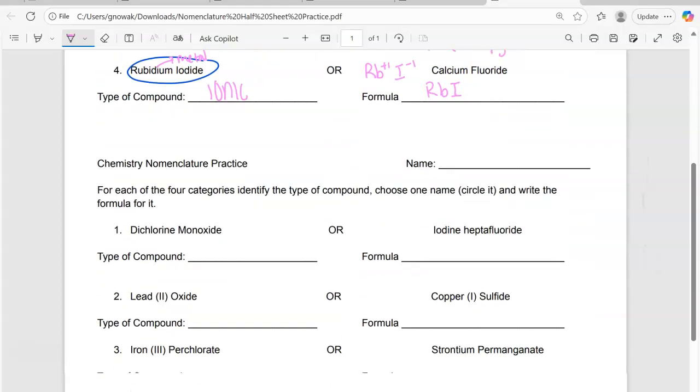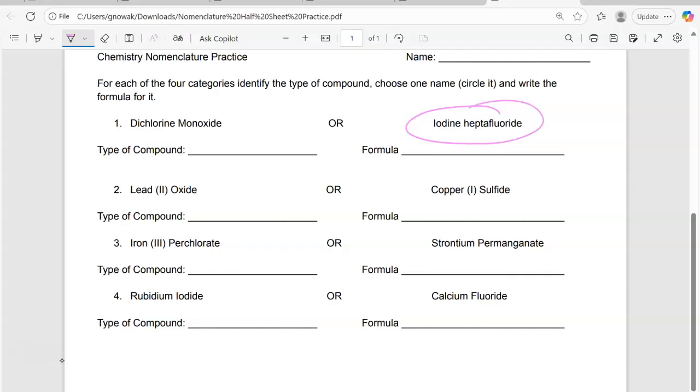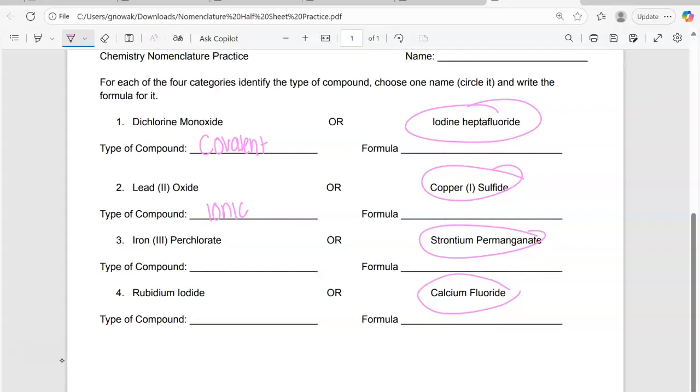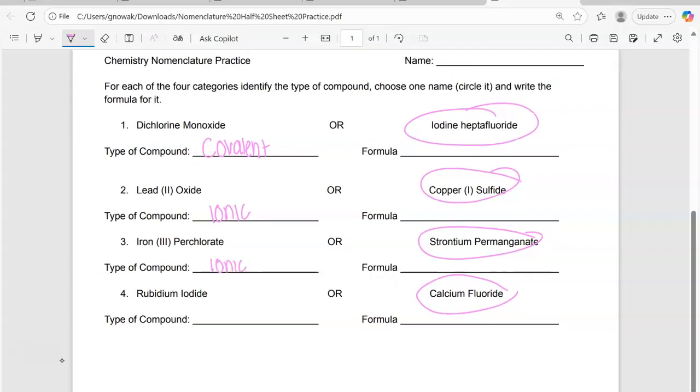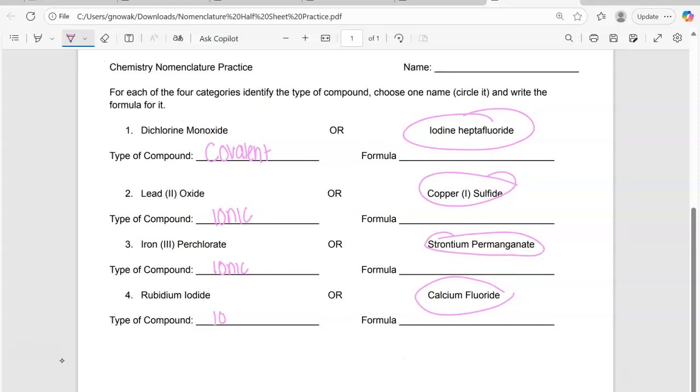Now if you went ahead and you wanted to do that second set here, newsflash, all of your choices were the same type. So I wanted you to do a covalent. I wanted you to do an ionic with a transition metal, an ionic with a polyatomic ion, and then a simple ionic. Iodine heptafluoride, there is no prefix on that iodine, so that means there's just one. Heptafluoride, hepta is 7.